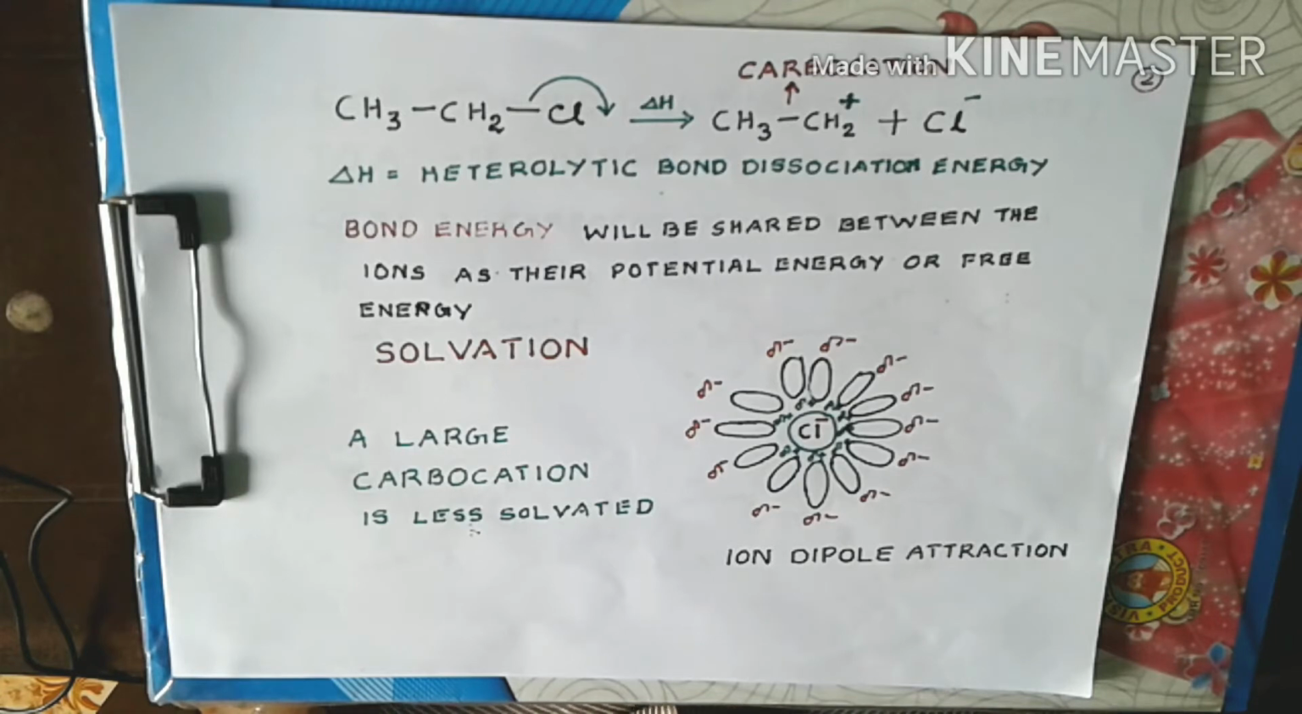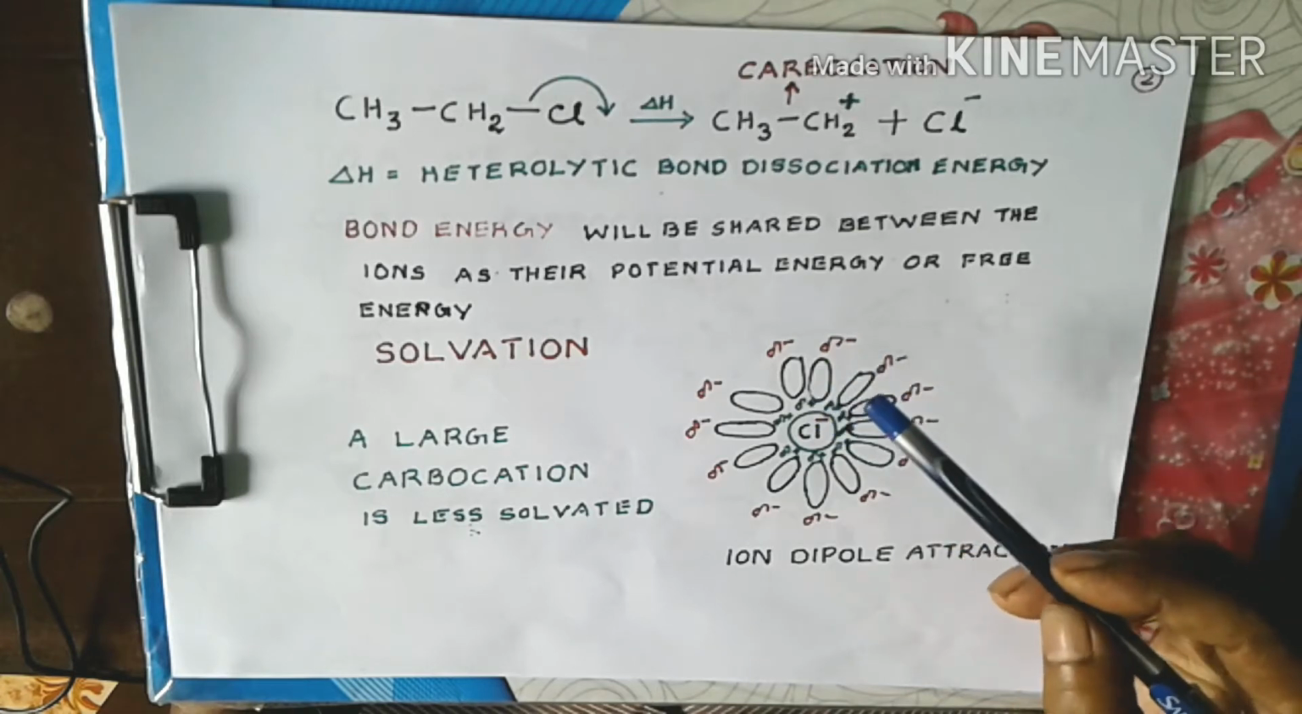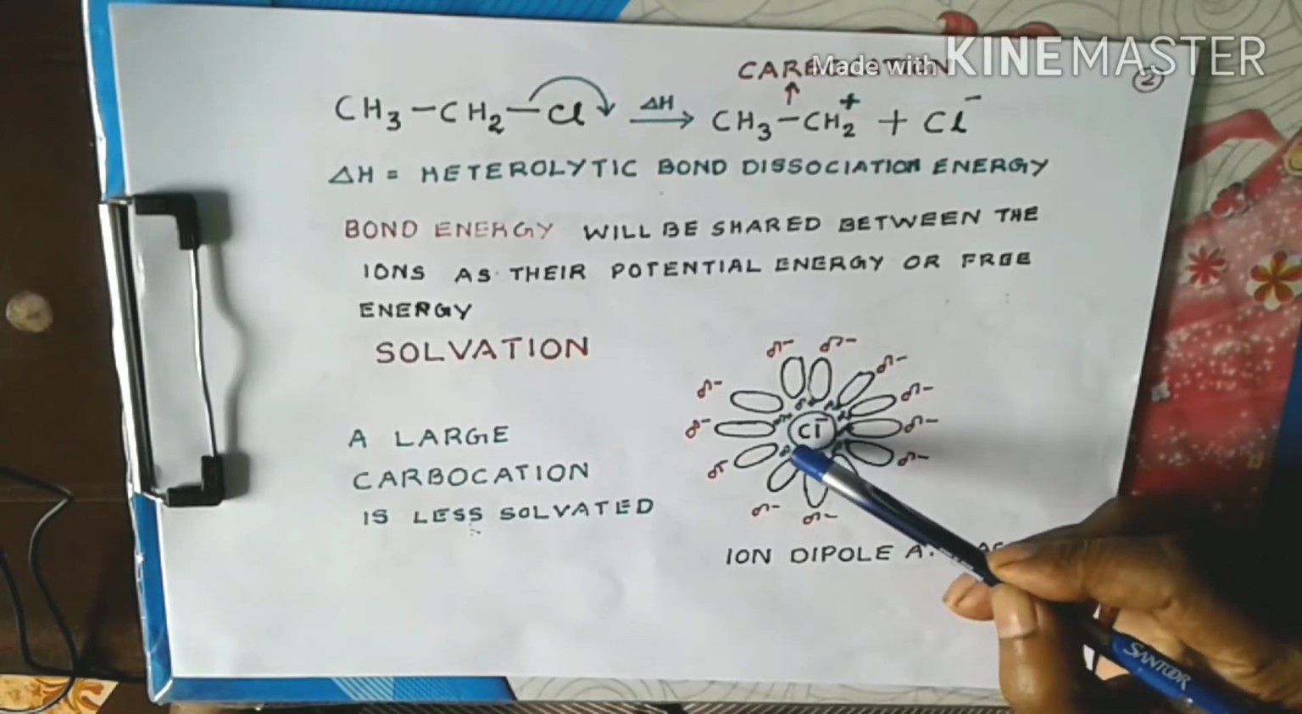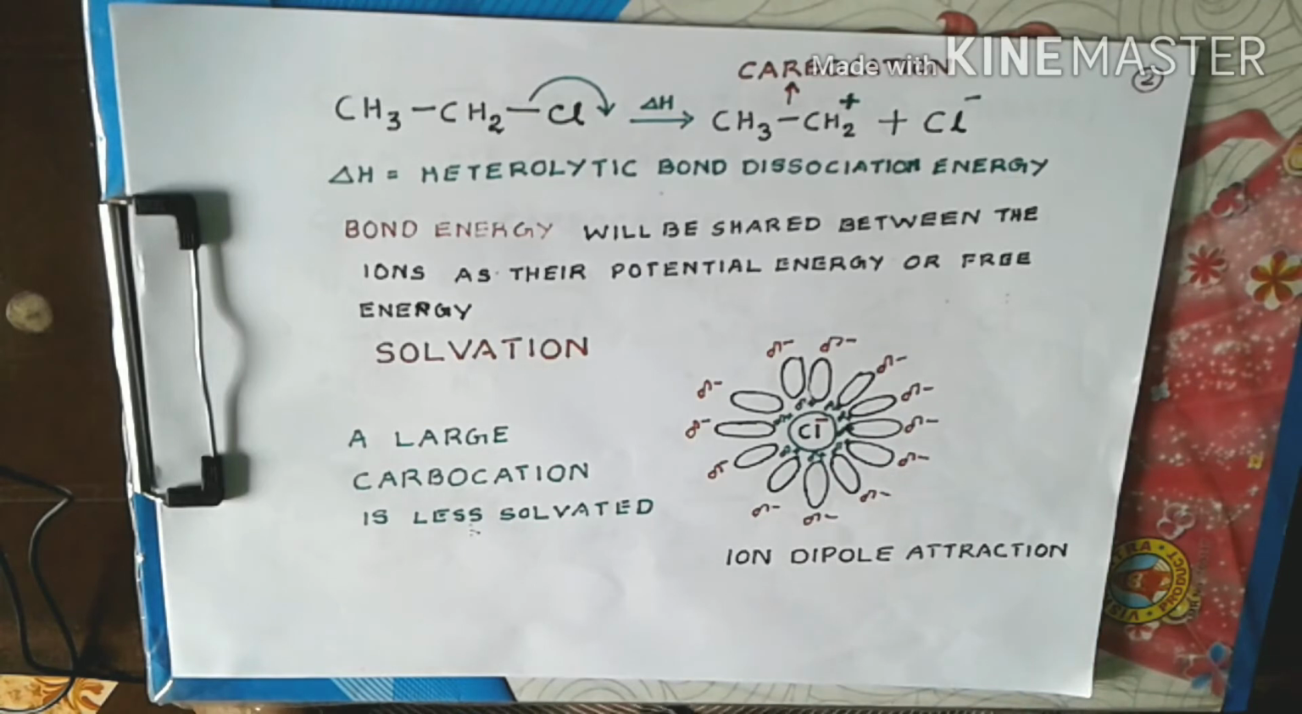Now, the chloride ion and ethyl carbocation are unstable in the gaseous phase, but when the reaction is conducted in a liquid medium, a polar medium like water, a large number of water molecules with their positive end will surround the chloride ion, and a weak ion-dipole bond is formed between the chloride ion and the positive end of the polar water molecule.